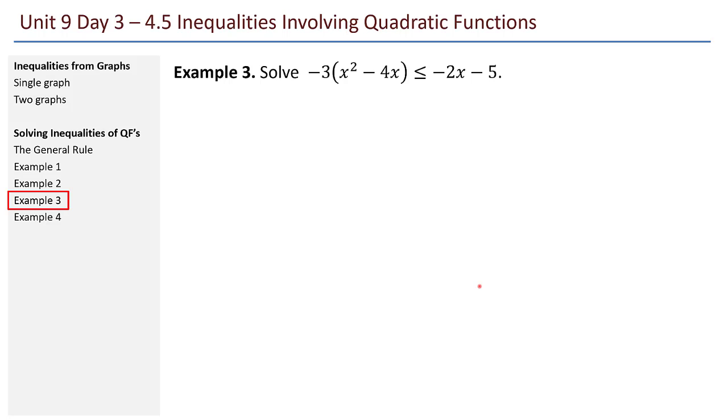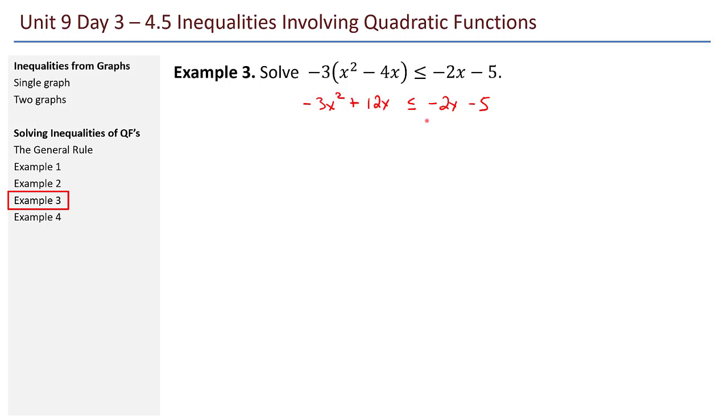Example 3. Solve this thing. All right, well, we have to do a bunch of simplification first before I can find the points of intersection. So how about if I distribute the -3 on the left, and then I'll pull all this stuff from the right. I'll pull all that over to the left. All right, so first distribute the -3. -3x squared plus 12x is less than or equal to -2x minus 5.